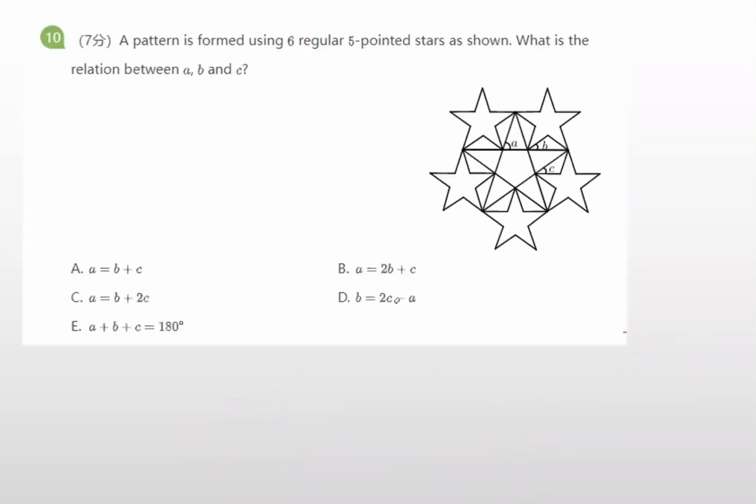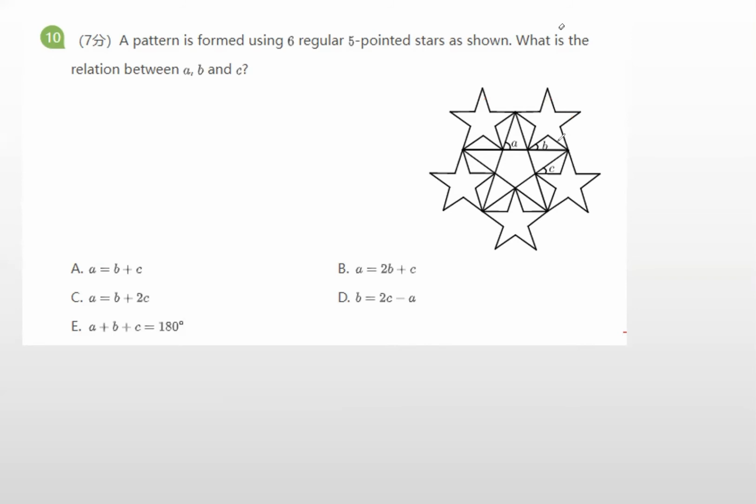All right, next question. Okay, I really like this one when I did it myself. It's an angle problem, and the shape looks very interesting. So we got five small stars and a big star. They're all regular stars. Therefore, each pointy angle should be the same, right? So this angle, they're all the same.